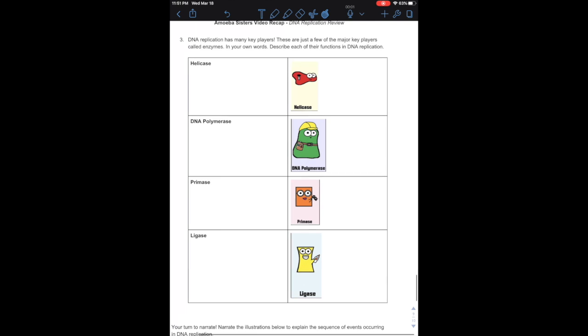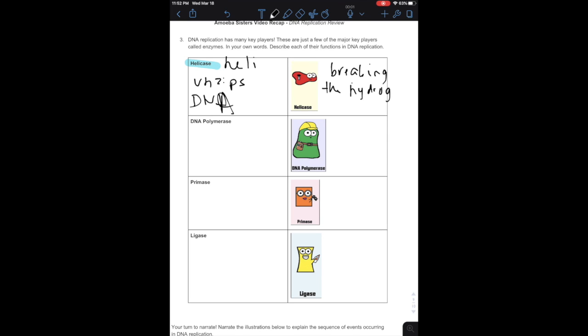Number 3, here are all the enzymes, well, most of the enzymes involved in DNA replication. In your own words, describe their function in DNA replication. Helicase, we see helicase is the enzyme that unzips DNA. Unzips DNA by breaking the hydrogen bonds.